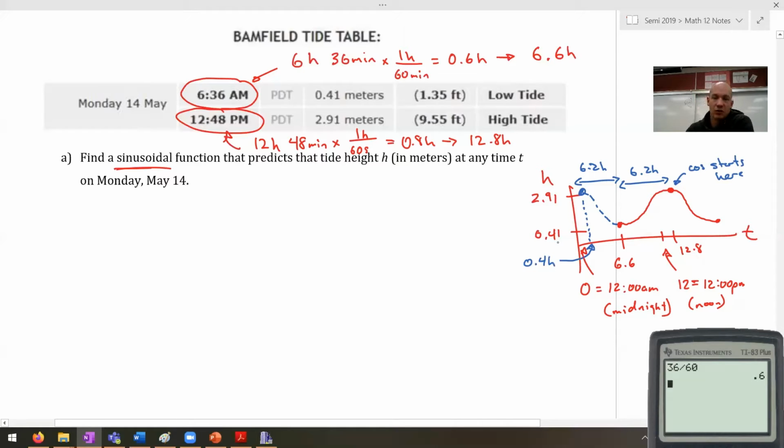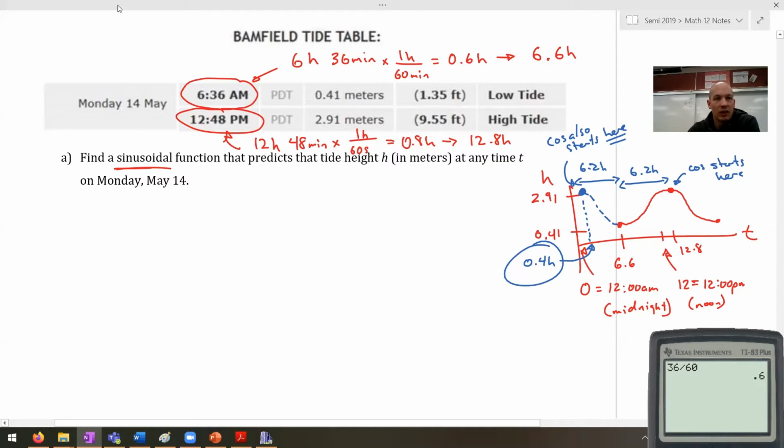So even though we're not told in our data there's going to be another high tide at 0.4 hours, which is however many minutes, we can figure that out, but I'm not going to worry about it. So cosine starts here, but it also starts here. And this is probably the one I'm going to use, because even though 0.4 or 12.8 would both be correct phase shifts for my cosine graph, we do tend to want to take the smaller one. So we'll be using that one.